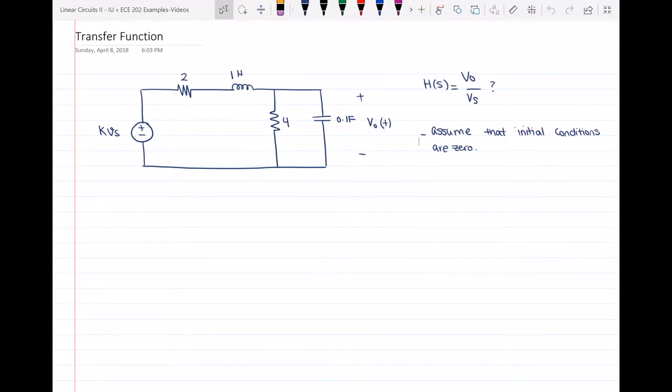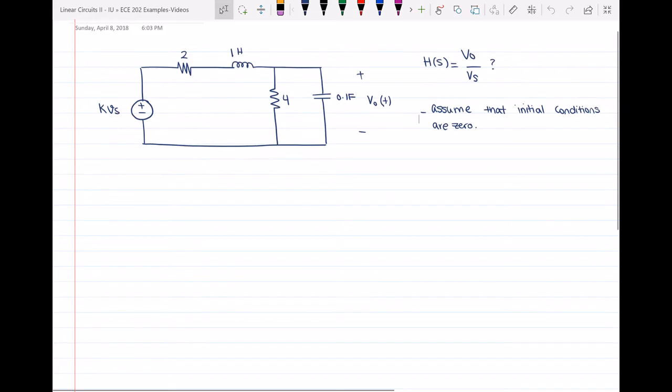In this video, I will solve this circuit in order to find its transfer function. So we have to assume that the initial conditions here are 0, and since I want the transfer function H of s, as you can see here, we need to take the circuit to the s domain. So I will be able to find H of s. Again, it is assumed that the initial conditions are equal to 0.